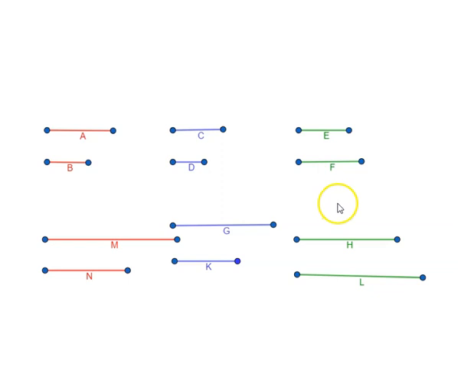So that was proposition 13 of book 5 of Euclid's Elements.